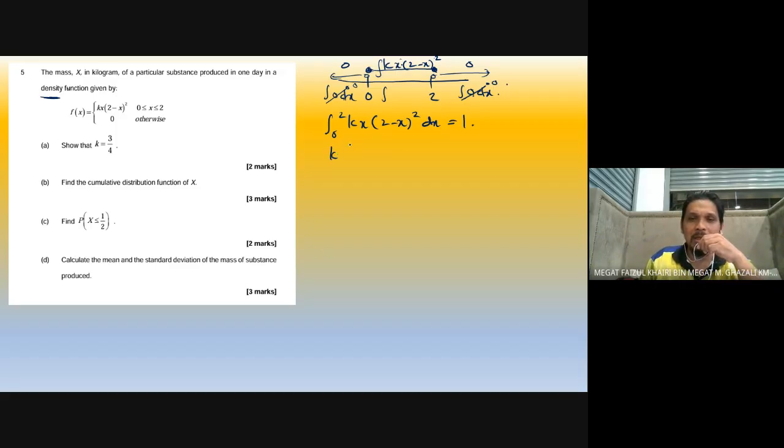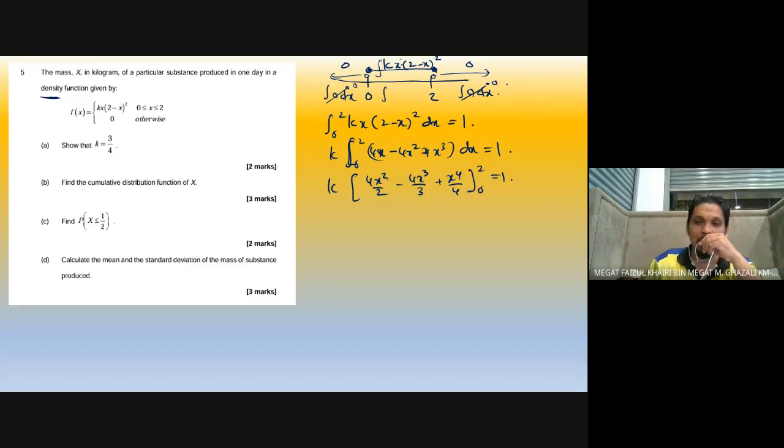Okay, so k, from 0 until 2. K is a constant taken outside. (2 minus x) squared, we get 4 minus 4x plus x squared. 4 times x is 4x, and then negative 4x times x is minus 4x squared, and x squared times x is plus x cubed. dx equals 1. So k, we get 4x squared over 2 minus 4x cubed divided by 3 plus x to the 4 divided by 4, from 0 until 2, equals 1.